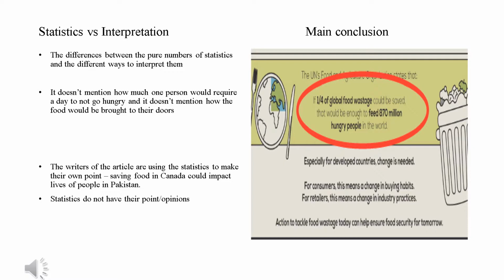The writer of the article is using the statistics to make their own point. In this case, that saving food in Canada could impact the lives of people in Pakistan, which is obviously not always the case. So this is really important to remember, because statistics do not have points or opinions. They only have information.